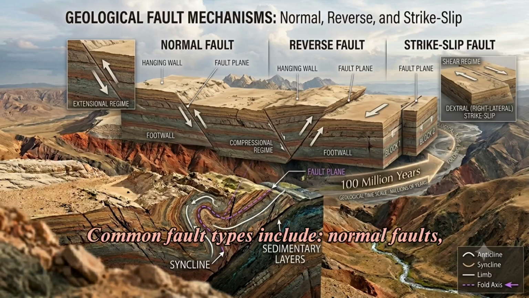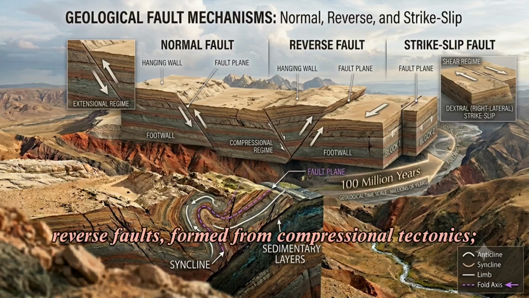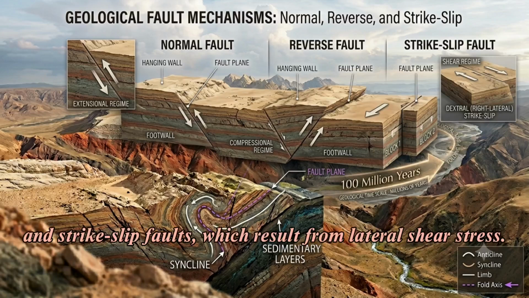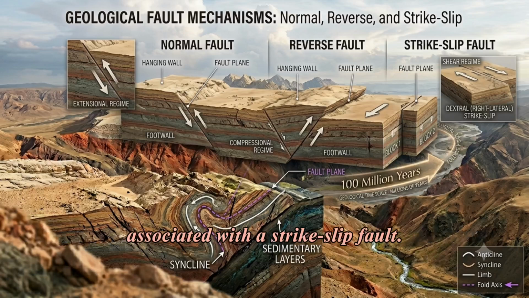Common fault types include normal faults, which result from extensional tectonics, reverse faults formed from compressional tectonics, and strike-slip faults, which result from lateral shear stress. Example: the ore body is controlled by a major shear zone associated with a strike-slip fault.